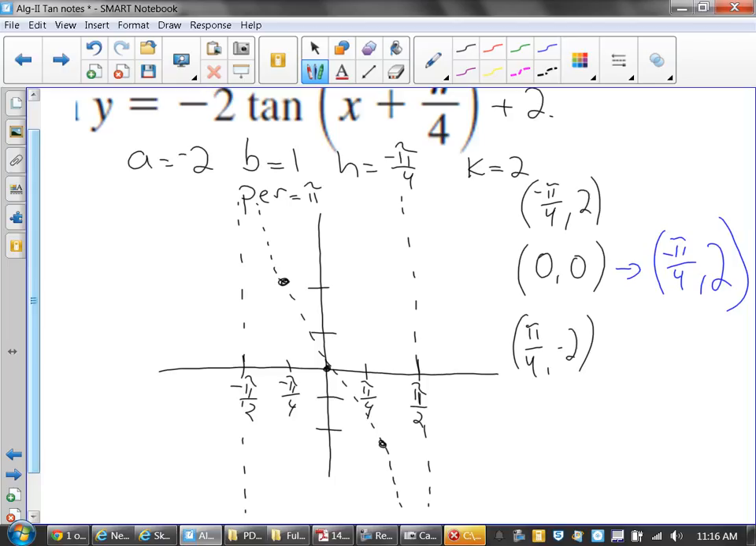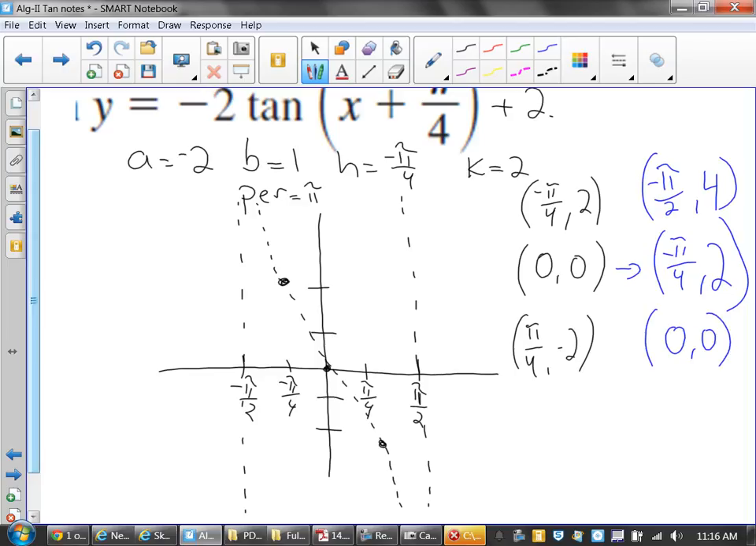So here, what's negative pi over 4 minus pi over 4? Positive or negative? Okay. What's 2 plus 2? What's pi over 4 minus pi over 4? What's negative 2 and 2? Back at the origin. So this one just moved over to the origin.